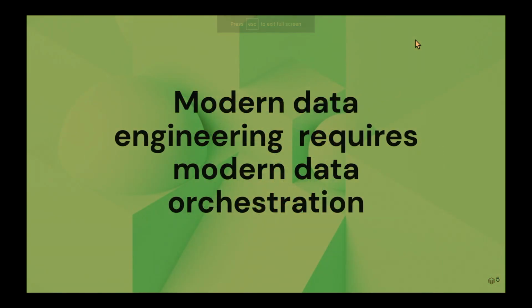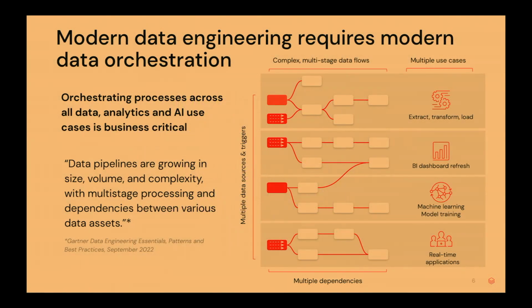So this is my talk, right? I'm starting with the talk right now. This is a pretty loaded statement: modern data engineering requires modern data orchestration. What I mean by that is there are complex workflows, multiple data sources, multiple use cases, multiple data stage flows, and multiple dependencies. A single task could have multiple child tasks. For example, in this case, you can see in any of the tasks, like in the second box or the third box, there are too many tasks there, and too many dependencies.